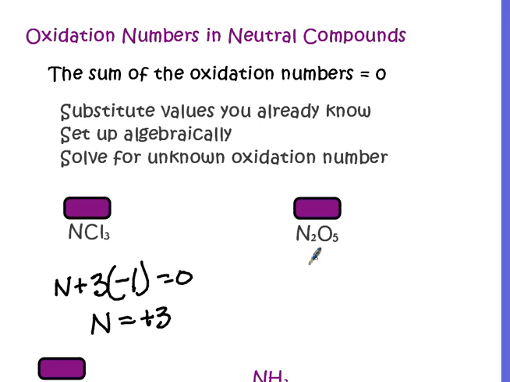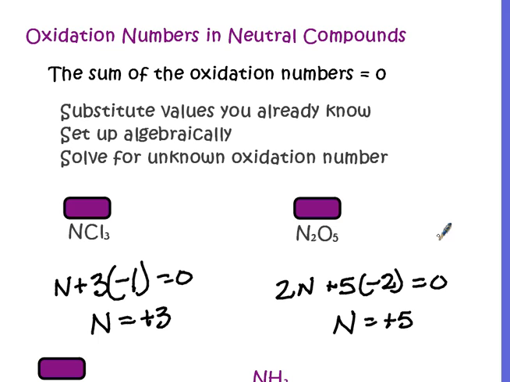And for this one, I have 5 oxygens. Oxygens are minus 2. And I have 2 nitrogens. -10 divided by 2, nitrogen here must be plus 5. Notice nitrogen has all kinds of different oxidation numbers, doesn't it? That's why we can't predict any one particular one.